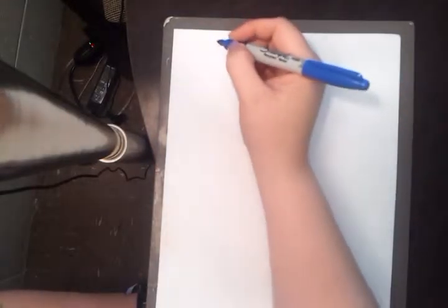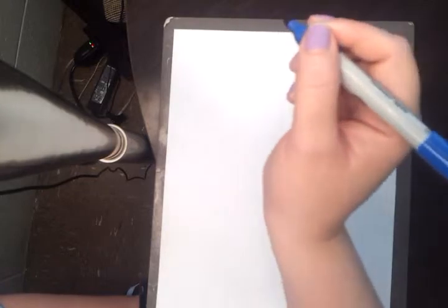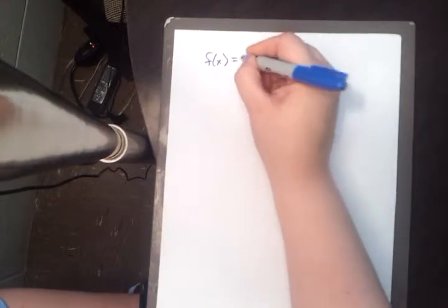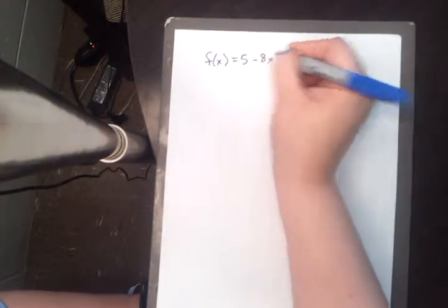So for number 2, they're asking us to find the interval where a function is increasing and the interval where it's decreasing, and they're giving us the function f of x equals 5 minus 8x.